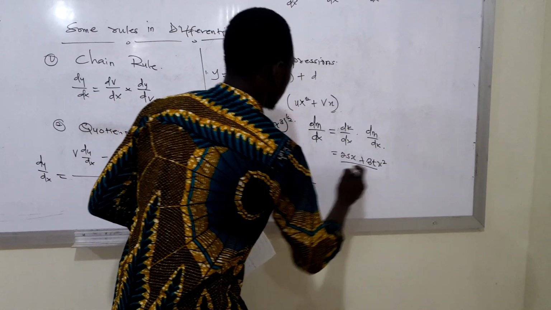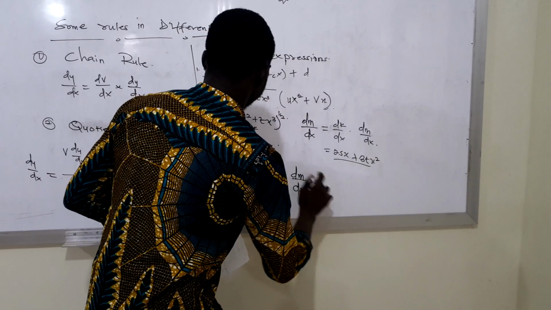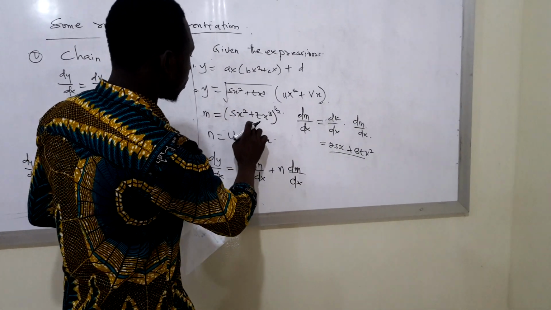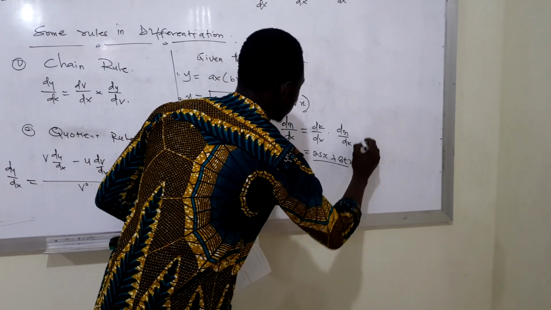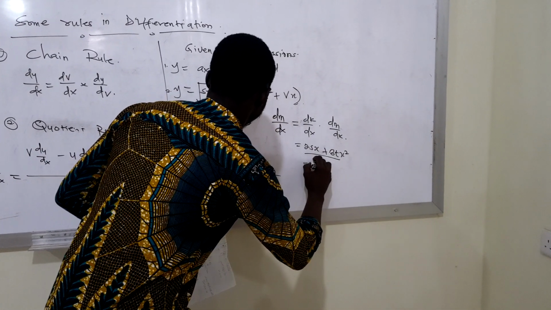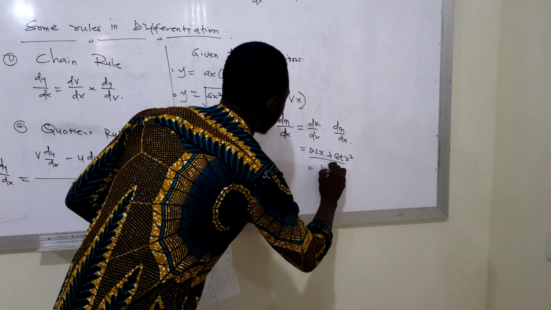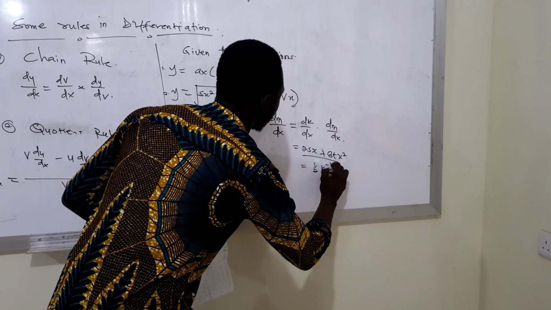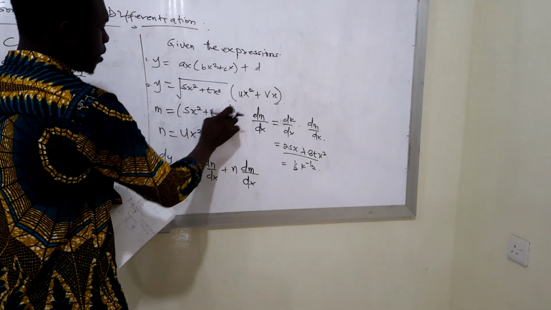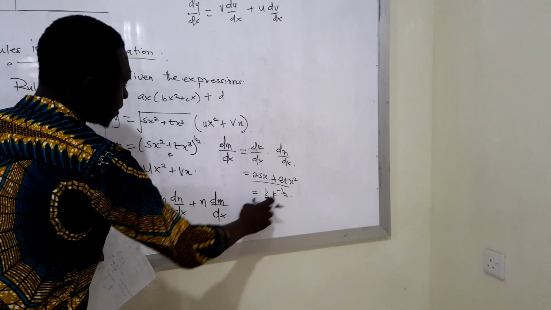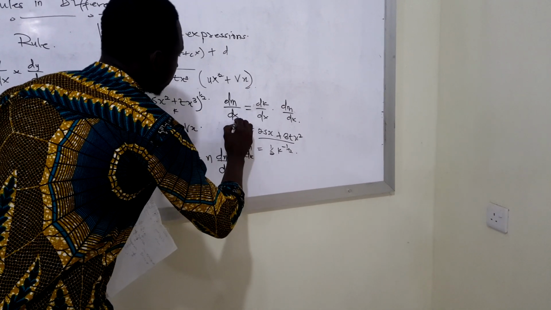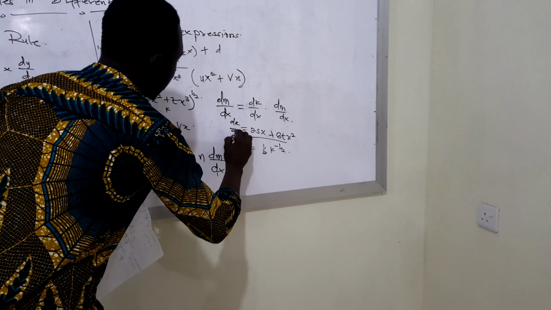Then dm dk, so this whole dm with respect to k will be equal to 1 over 2k, that is, 1 over 2 times k to the exponent negative 1 over 2. So I'm finding that dm dk, and here is dk dx.